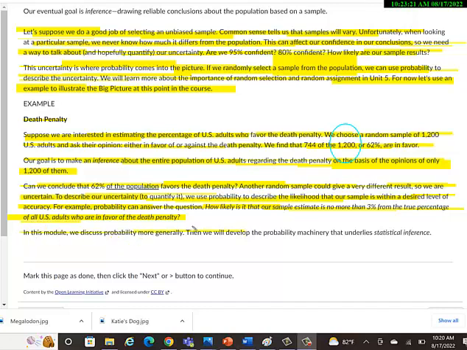In this module, we discuss probability more generally. Then we will develop the probability machinery that underlies statistical inference. A lot of these terms like inference sound scary. But it's really just using data and probability to predict the future, I guess, about a population. That's all. Now, if you want, you can write that down. If not, I'm sure we'll see that word again. We'll use it so much in these modules, you'll probably get so tired of it and you'll never forget the definition.